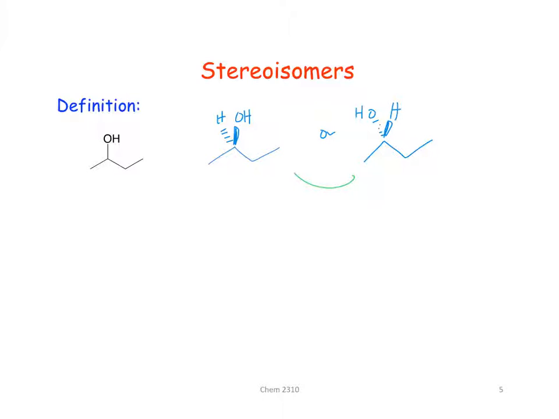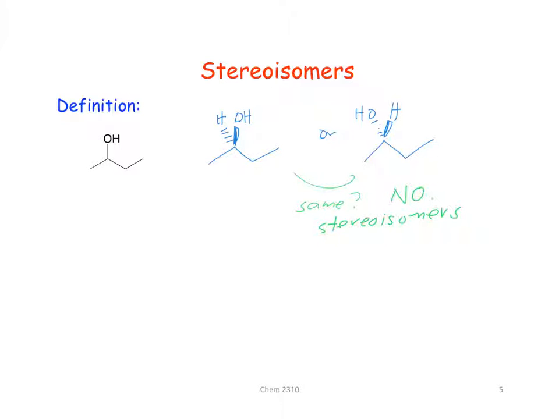So what do you think? Are these the same? Right, so what we'd want to do is superimpose them. If we take this molecule and slide it straight over here, the carbon chain will overlap, but the OH and the H will be backwards, right? And if we try to flip this molecule around so the OH and H match, then this methyl and the ethyl will be backwards, right? So these are not the same. They're different because of three-dimensional orientation. So these are stereoisomers.